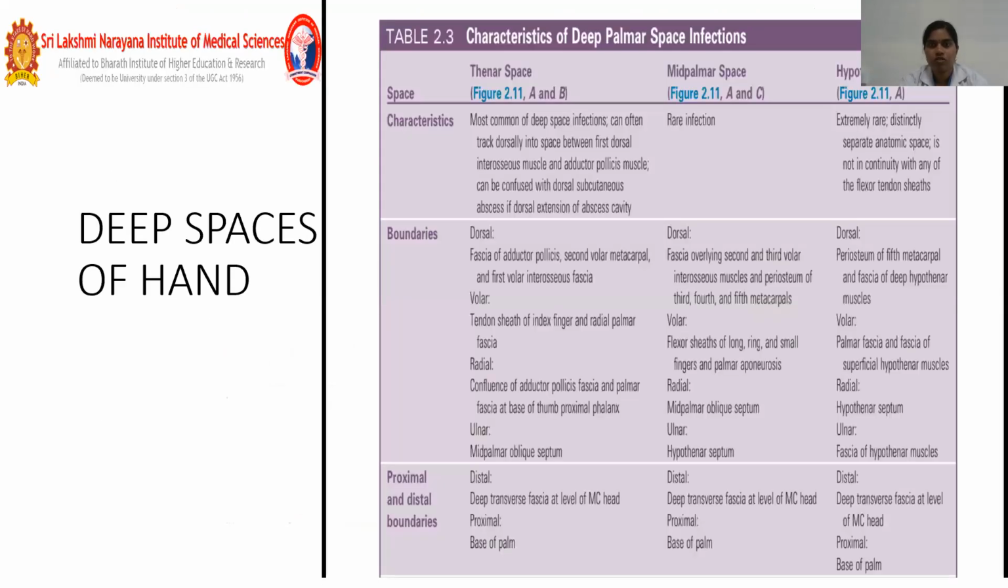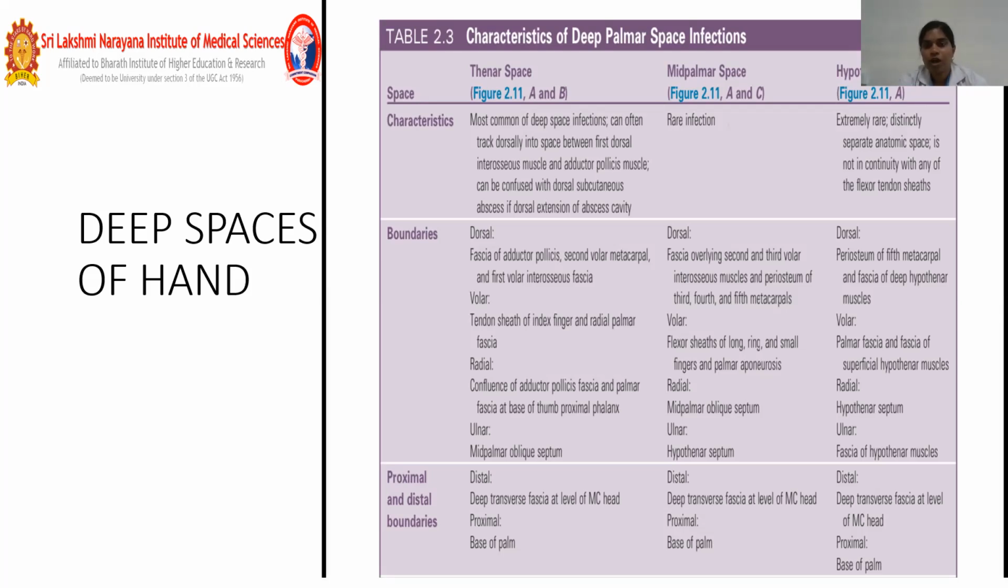Coming to the deep spaces of the hand, their boundaries. Coming to the thenar space. The thenar space dorsally is the fascia of adductor pollicis, second volar metacarpal, and first volar interosseous fascia. And on the volar side, the tendon sheath of the index finger and radial palmar fascia. Radially, the confluence of the adductor pollicis fascia and palmar fascia at the base of the thumb proximal phalanx. And ulnarly, it is the mid-palmar oblique septum.